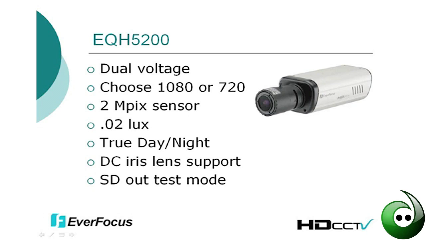So again, to recap, the EQH5200 dual voltage, choose your resolution in the field. Use a 2 megapixel sensor, has 0.02 lux sensitivity. This is a true day-night camera, supports DC iris lenses, and all EverFocus HD CCTV cameras have a mode where they produce a standard definition output signal for test purposes, so you can still aim and focus your cameras with your standard handheld analog test monitor. It is not necessary to carry an HDMI monitor or a PC up a ladder to aim and focus these cameras.